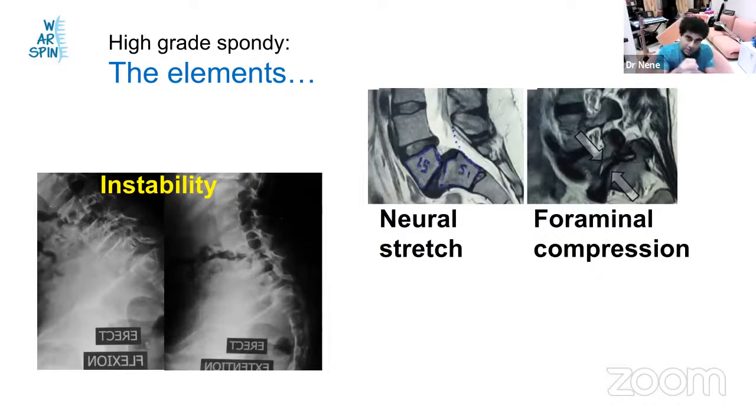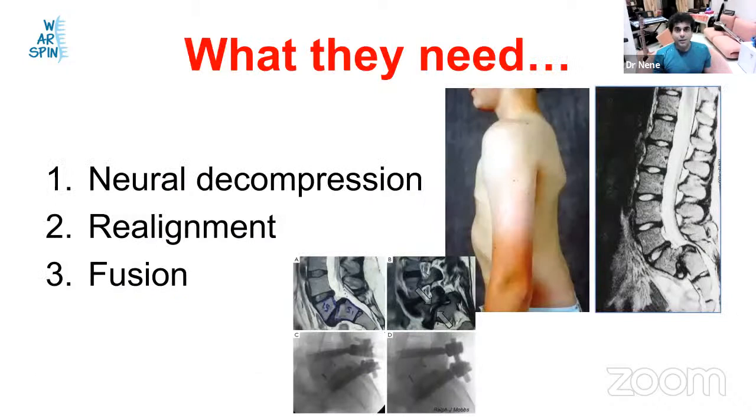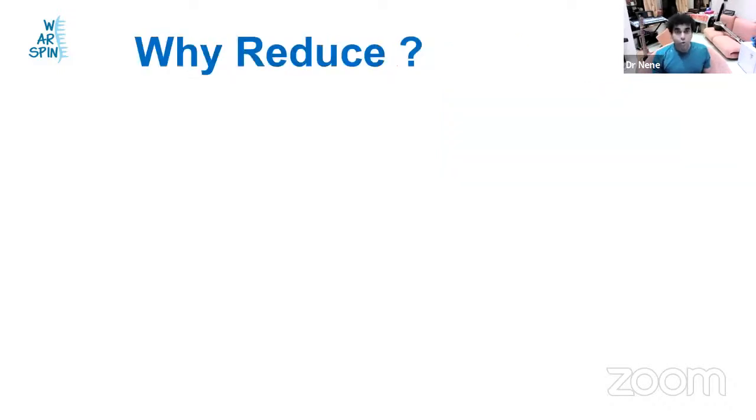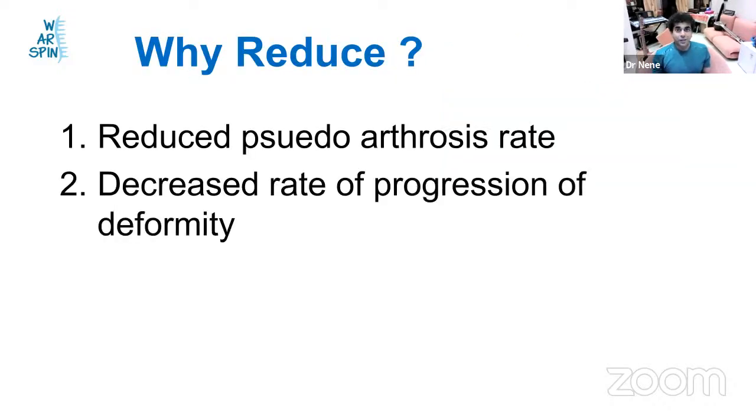So there's a continuous tension band that's getting pulled all the time. And again, there's nothing holding it back. And then, of course, there's foraminal compromise. And what these guys really need is, of course, a neural decompression. They need a realignment and a fusion, right? And when you do a reduction, you get a much better bone-on-bone surface to fuse.